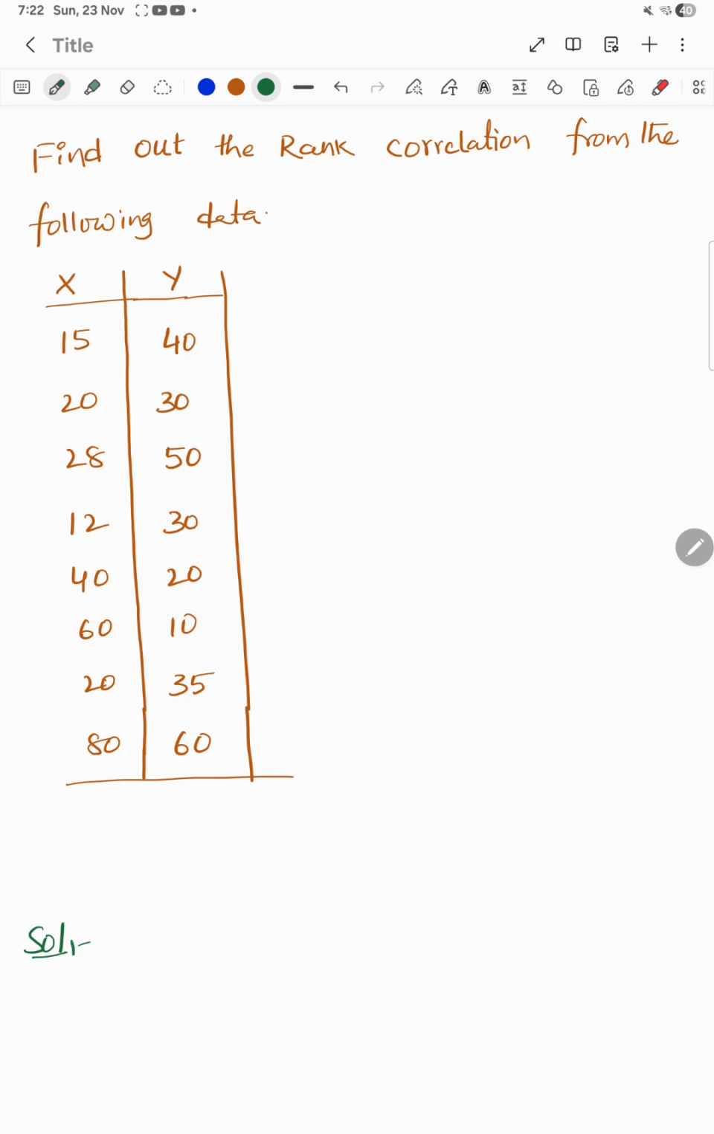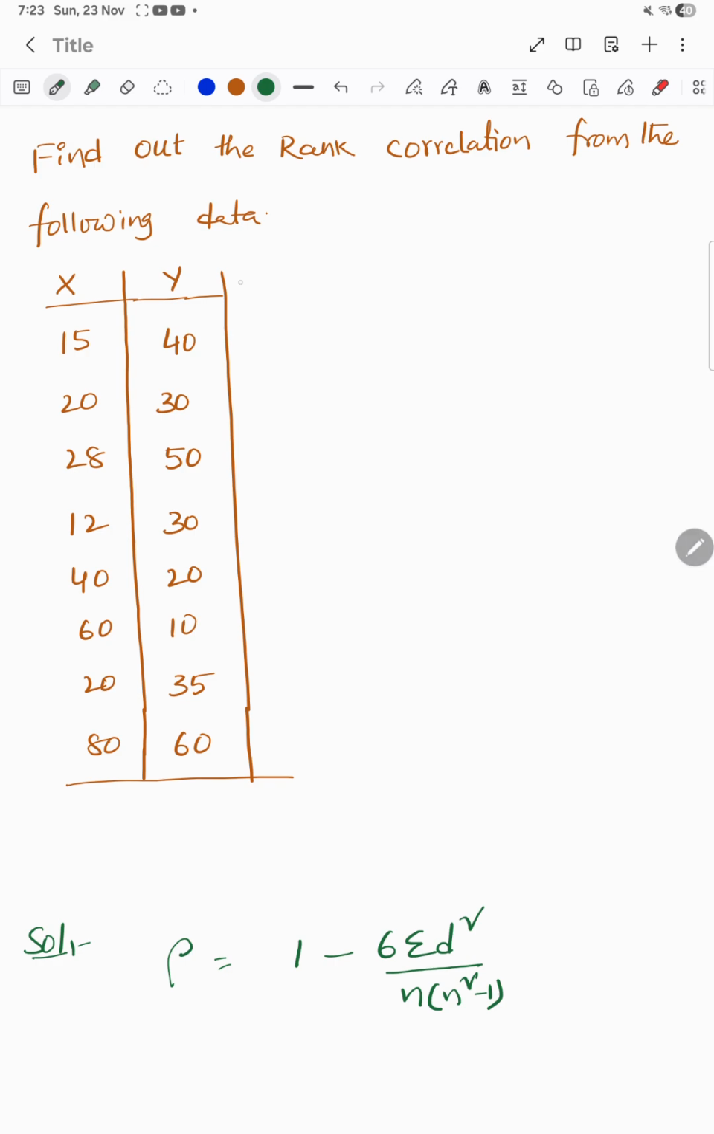As we know, rank correlation coefficient is calculated by rho is equal to 1 minus 6 summation of d square by n into n square minus 1. This is the formula we use when the observations are not repeated. But when the observations are repeated, then we need to give average ranking, so this formula will be changed. I will come back to the formula.